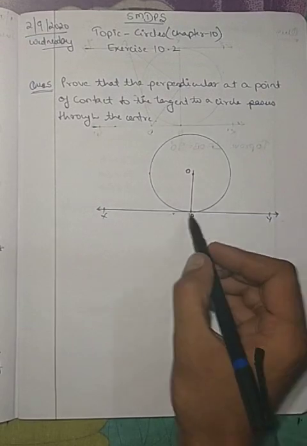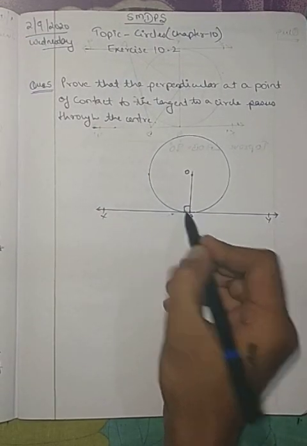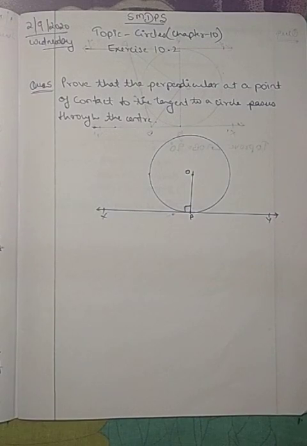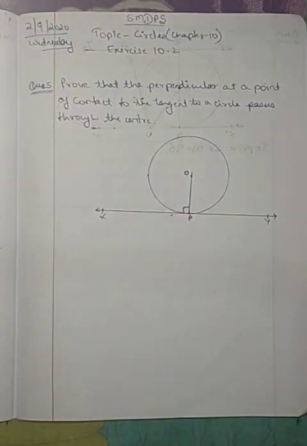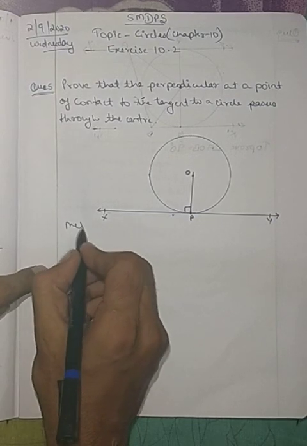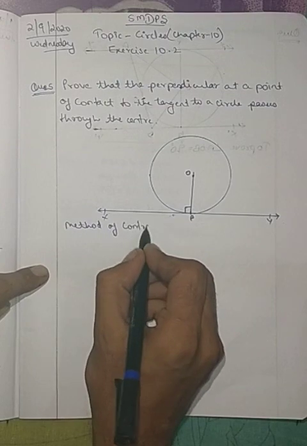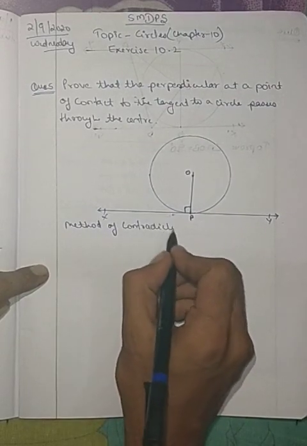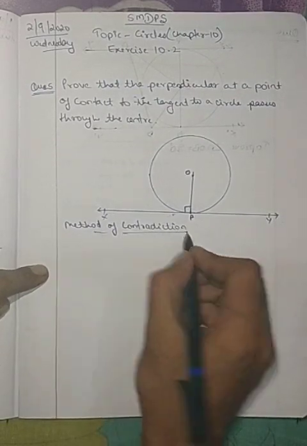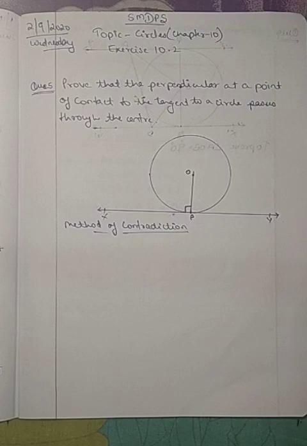XY is the tangent, P is the point of contact. They are saying the perpendicular at this point. Prove that it passes through the center. So to prove this, we will be using a method known as the method of contradiction. What does this method say? We will assume the opposite of what we have to prove.